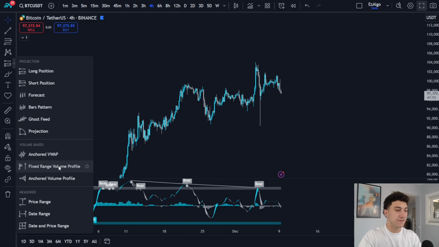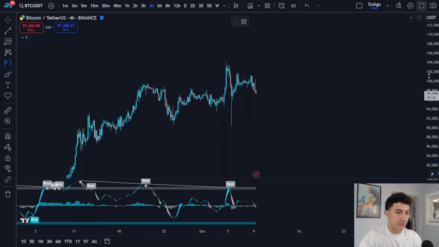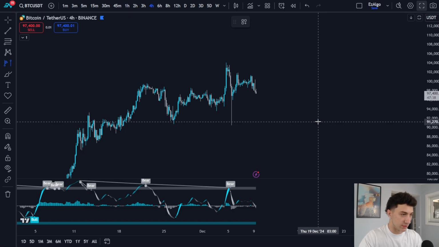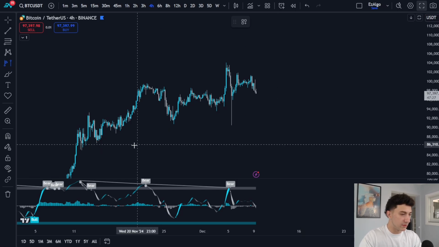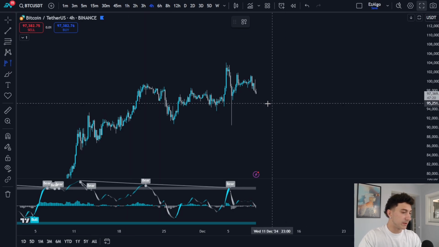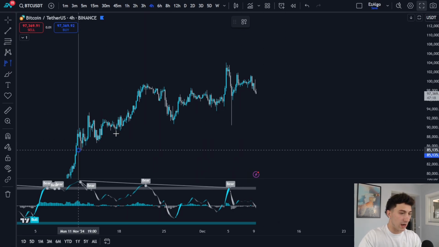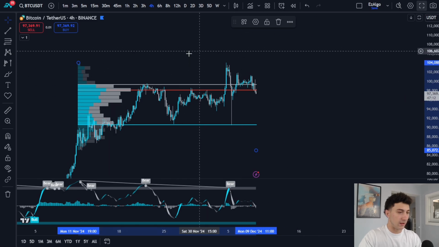So I like to use the fixed range volume profile. After I choose the fixed range volume profile, I need to manually draw the range that I want to use. If I'm looking at Bitcoin here on a 4-hour time frame, by the way, I would only recommend using this on like a 1 to 4 hour time frame, not really below, because a 4-hour time frame will give you pretty clear swing points to where you can draw the volume profile from. So I'm going to draw it from the major swing low here on the 4-hour to the major swing high. So this is what the volume profile is showing me.